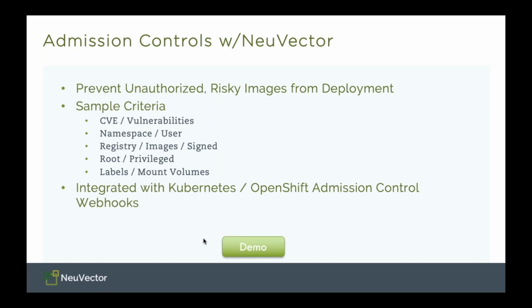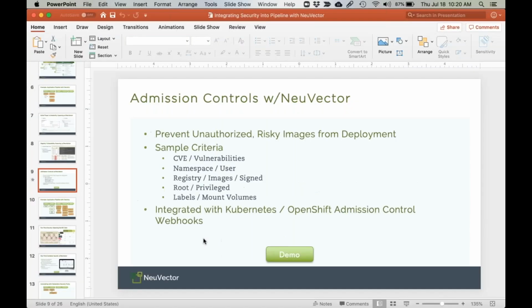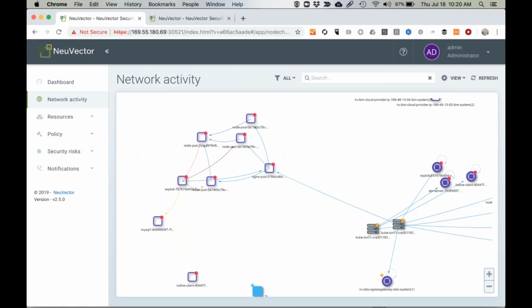And again, it's critical to be able to integrate with the orchestration platform and some of the capabilities they provide. So we are integrating with the Kubernetes and OpenShift admission control webhooks, so that when a deployment occurs, Kubernetes will stop that, wait for NeuVector to check its policy, and then allow that deployment to occur.